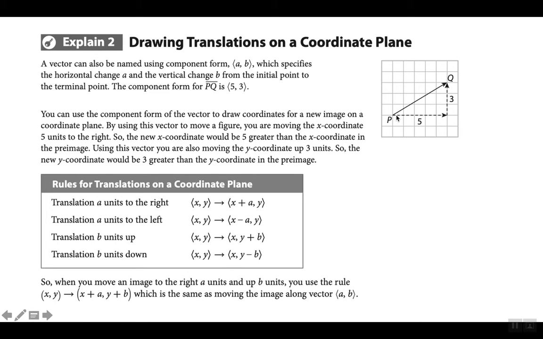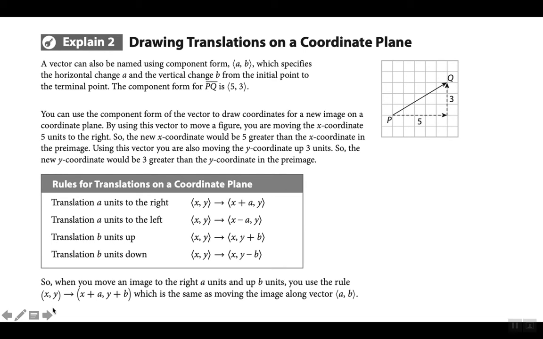In this example, the vector is telling us to move the figure to the right 5 units. That's why you're adding 5. You just put a 5 there for the vector. And you're moving it up 3 units, so you put a 3 there for the vector. That's called component form. So the component form for vector PQ would be 5, 3.